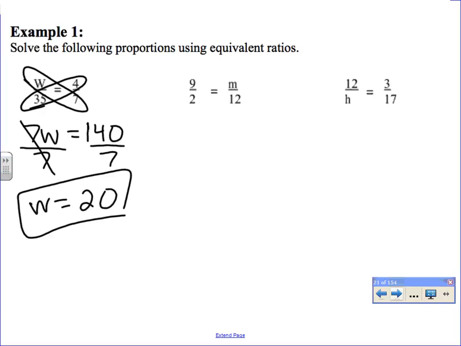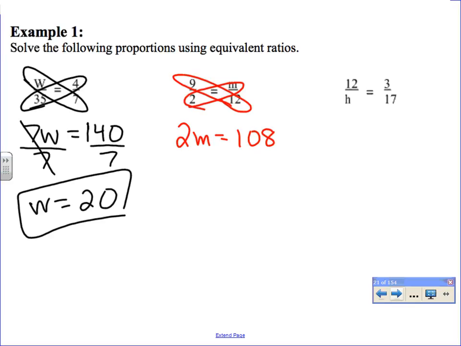So we talked through that 2 ways. I'd like you guys and girls to try doing them this way. The second one, we're going to do the same thing. We're going to solve for M using cross products. So again, draw your butterfly. You can start with whichever side you want. I usually start with the side that has the variable, just because I like that on the left-hand side. It's up to you what you prefer. 2 times M is 2M, and then 9 times 12 is 108.